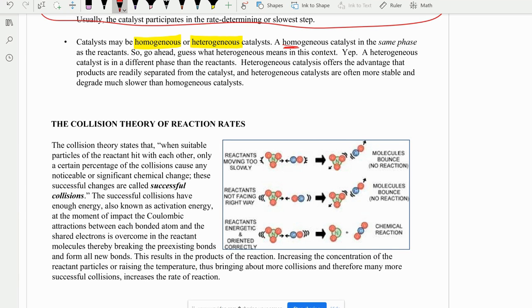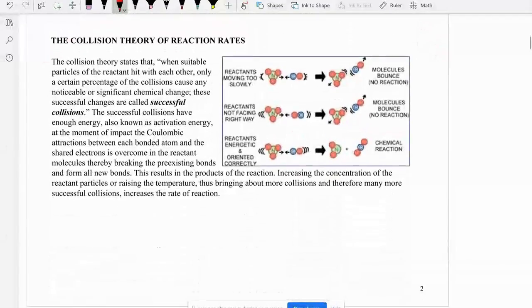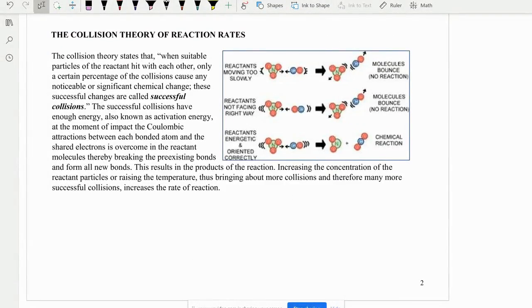And again, you could probably guess what a heterogeneous catalyst means. Hetero means different. So a heterogeneous catalyst is going to be in a different phase from the reactants that you're using. Heterogeneous catalysts are oftentimes more stable, and they're more readily separated from the reaction because they are, in fact, in a different phase from the reactants. All right, so what we just covered were the general factors that affect the rate of the reaction.